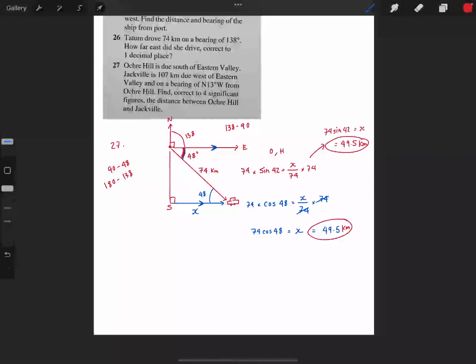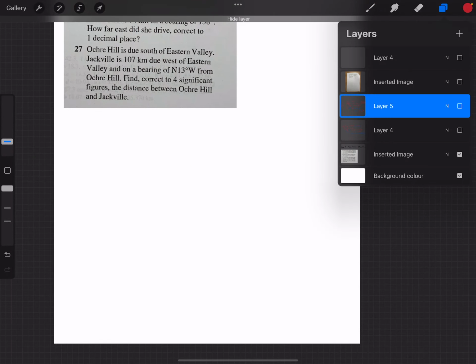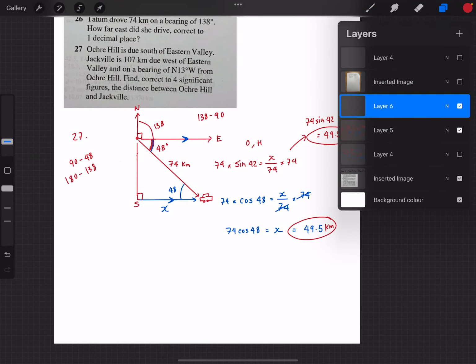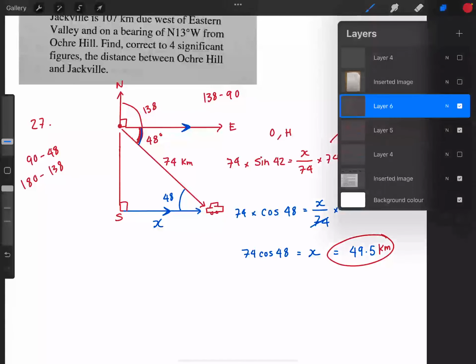Alright, hope that helps if you understand that part. Now question 27, let me just turn this off. Oh, actually let me turn this on so you can have a quick look at this. If you want, you can pause the video. I'm going to move on.